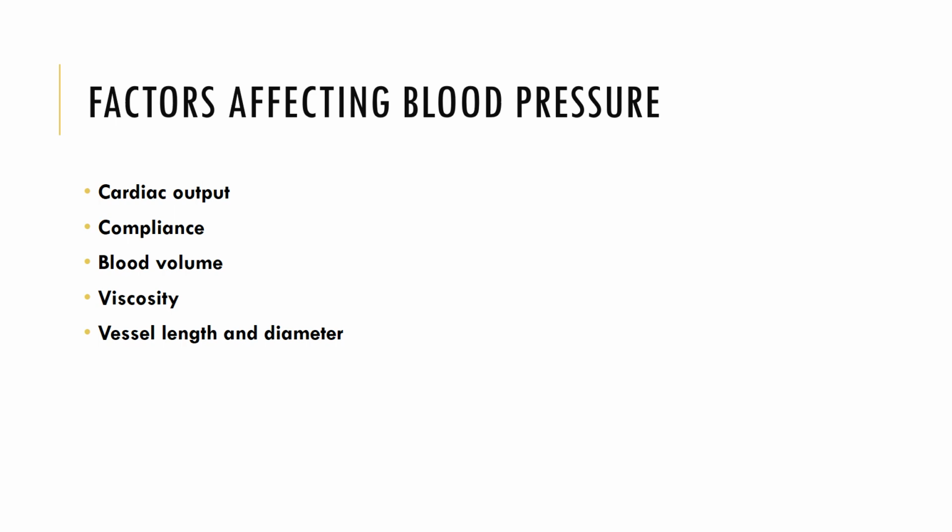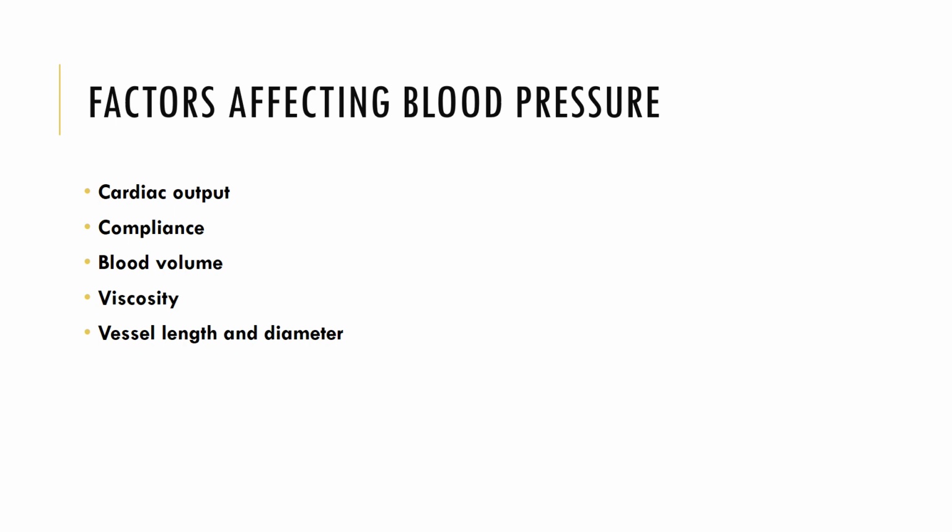Peripheral resistance is the amount of opposition or friction blood encounters as it flows through the vessels. As resistance increases, blood pressure increases. As resistance decreases, blood pressure decreases. There are several factors affecting resistance and therefore blood pressure. Vessel length is one of them.